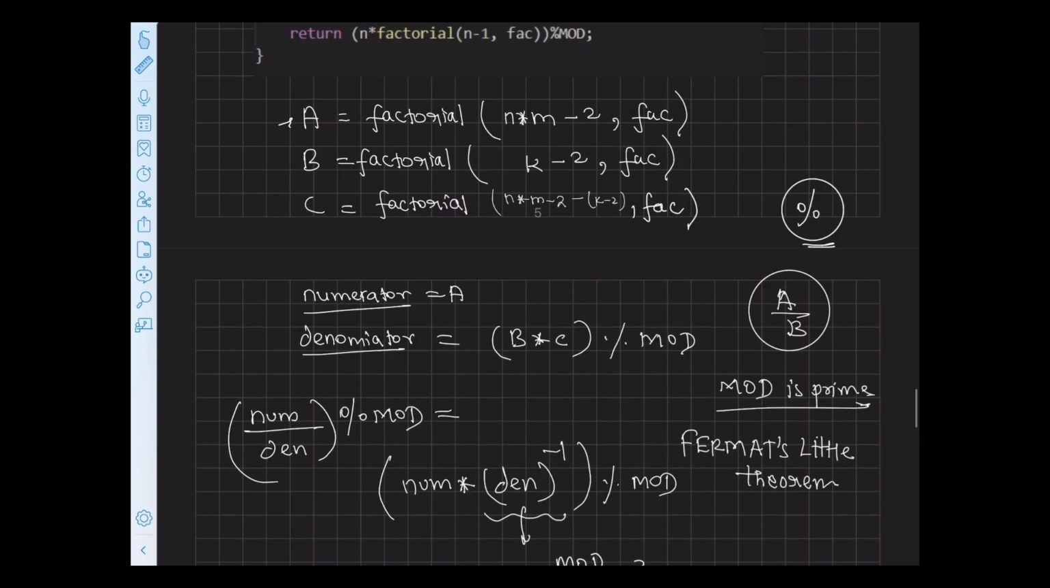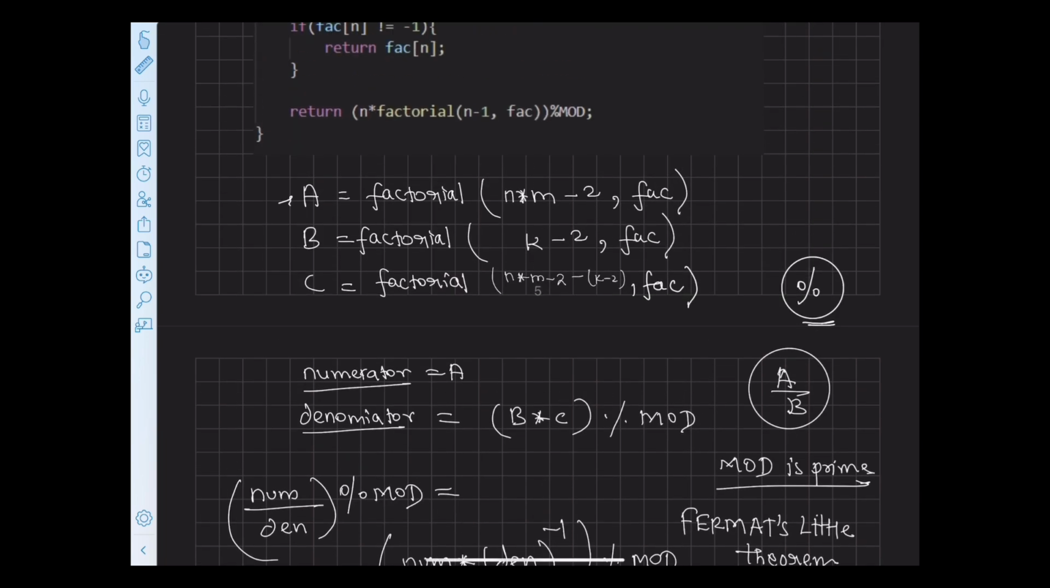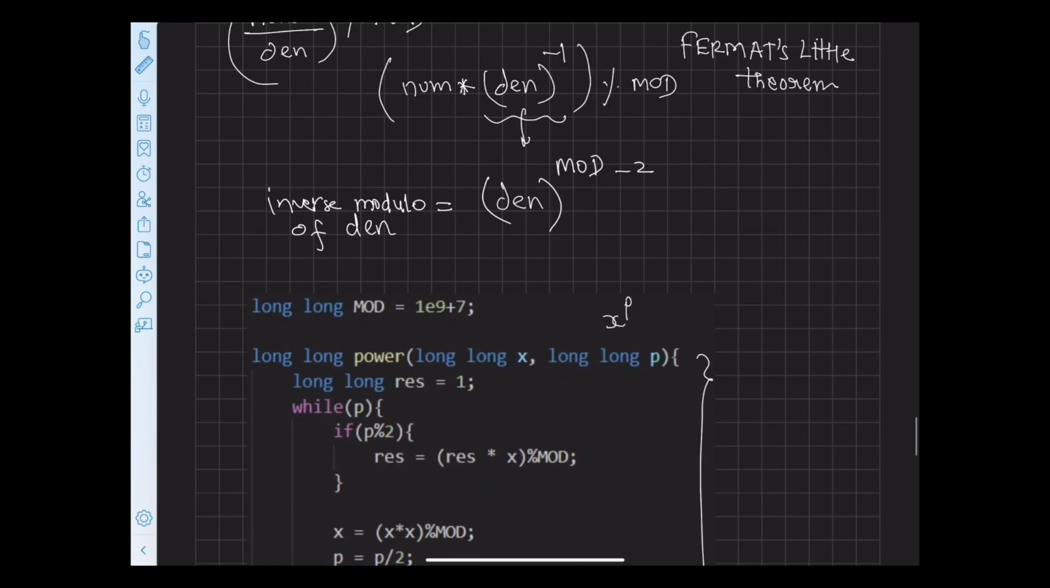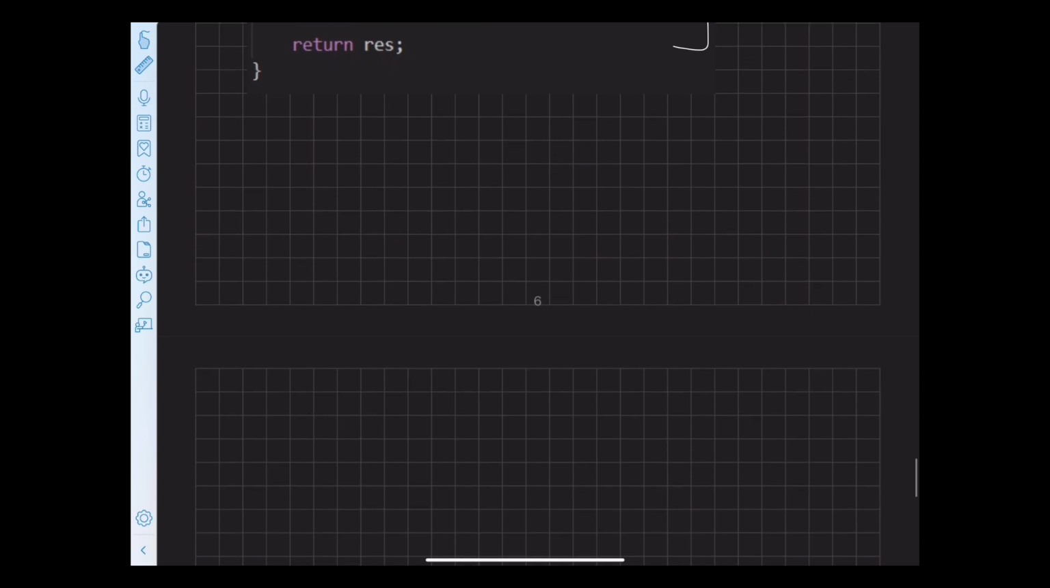Okay, so we were here, right? We computed a, b, and c. So after computing a, b, and c, we need to compute a over bc, right? This is our numerator. This is our denominator. So I'm just going to redefine. Numerator is a and the denominator is b multiplied with c. And never forget to take modulo.